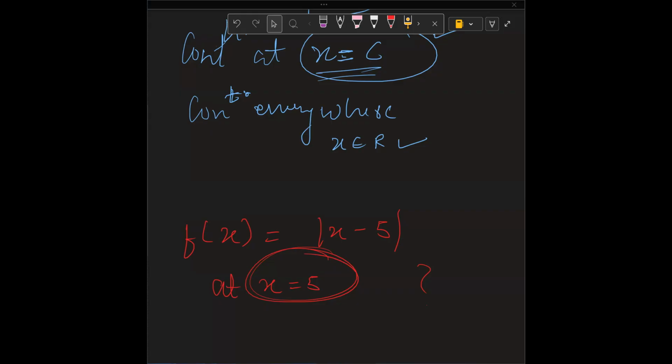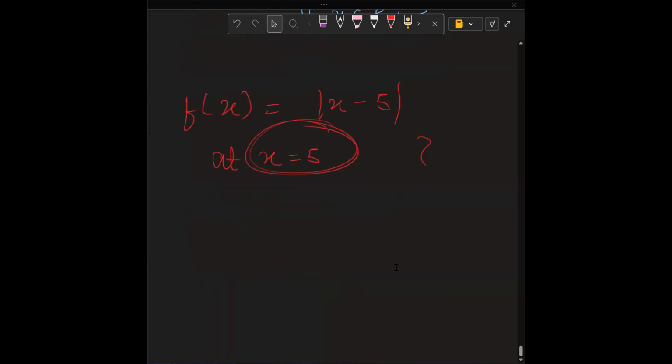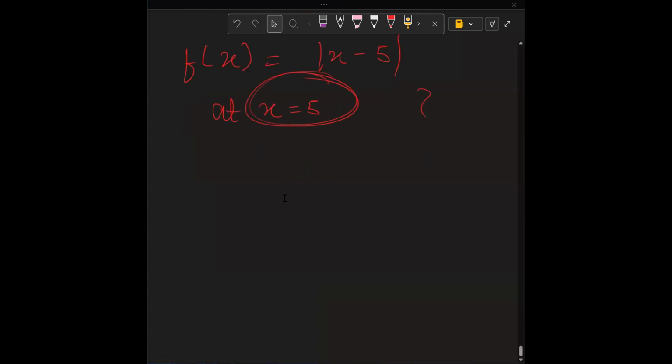Sir, it is a continuous function at x equals to 5. Okay. अच्छा इसका definition बताओ मेरे को. What is the definition of this modulus of x minus 5?